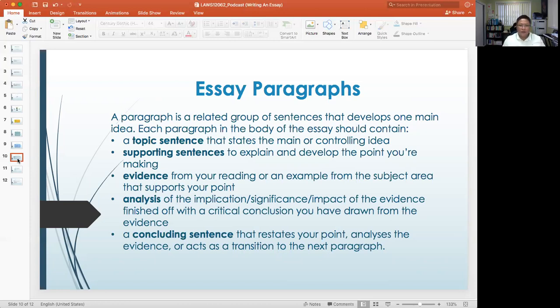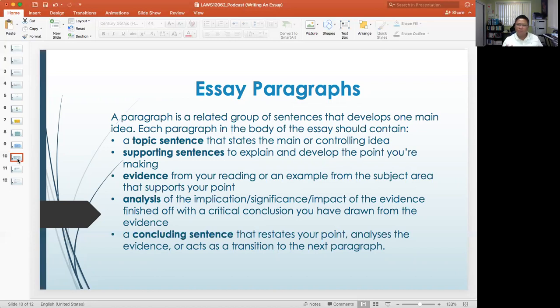So each paragraph in the body of the essay should contain a topic sentence that states the main or controlling idea. It will then provide supporting sentences to explain and develop the point you're making. You need to provide evidence, and the evidence is based on your reading or an example from the subject area that supports your point. You can provide an analysis of the implications, significance, or impact of the evidence, and then you should provide, preferably, a concluding statement that restates your point, analyzes the evidence, or acts as a transition to the next paragraph.